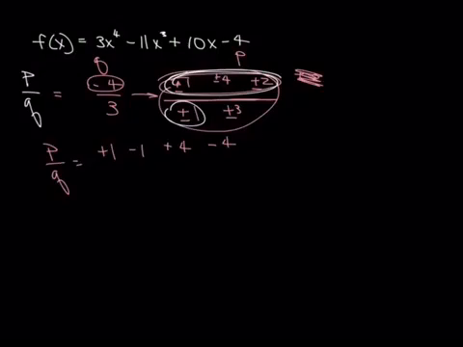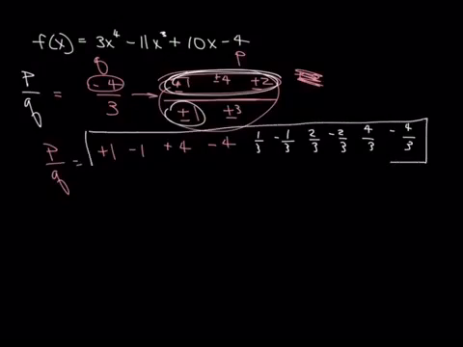I'd get positive 1 over 3. I'd get negative 1/3. I'd get positive 2/3. I'd get negative 2/3. I'd get positive 4/3. I'd get negative 4/3. Okay? These are possible answers for this problem that I have right here.